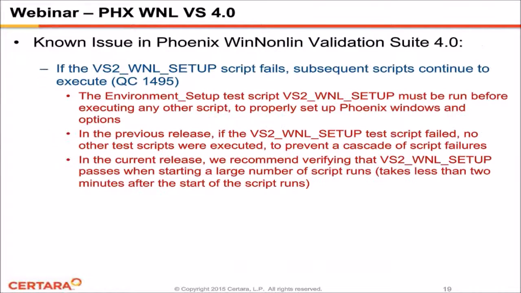There's one known issue in Phoenix WinNonlin Validation Suite 4.0 that I want to mention to everyone. If the VS2 WinNonlin setup script fails, subsequent scripts will continue to execute. So this setup script, as anybody who's used ValSuite before knows, is always run before executing other scripts. It properly sets up the validation suite in Phoenix for further runs. So in the previous release, if this script failed, no other test scripts were executed, so you wouldn't have a cascade of script failures. In the current version, it no longer stops the execution.